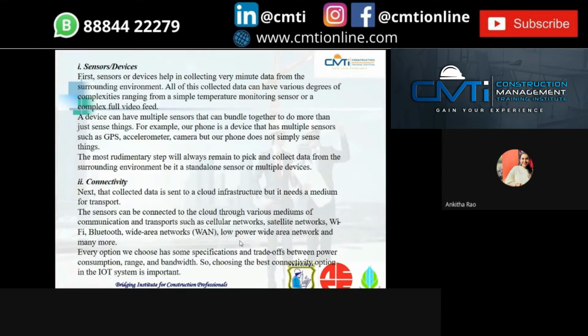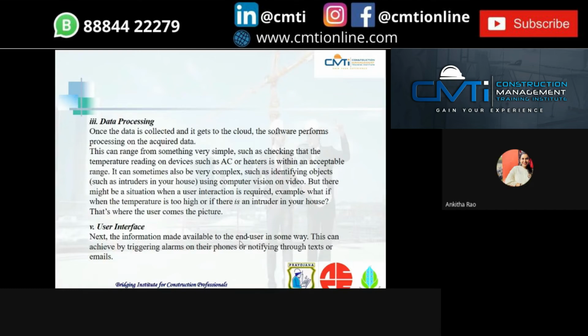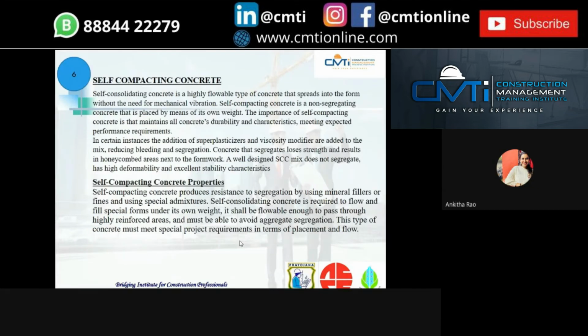And the connectivity: we can easily connect it using cellular networks, satellite networks, Wi-Fi, Bluetooth, or WAN. This makes our life easy. And data processing: once the signal is sent by a user, the sensors take it and process the data. And at last, with the user interface, we get the things we want, like switching off the lights or opening the curtains.